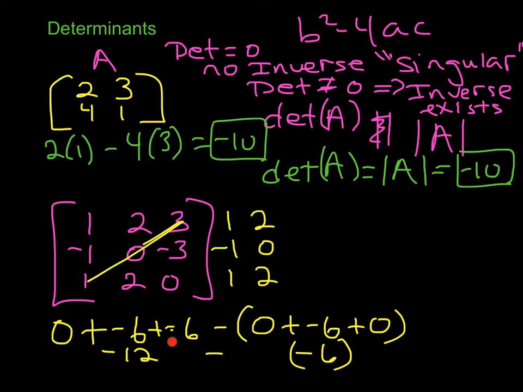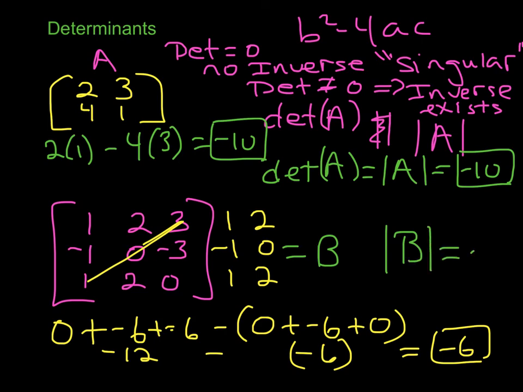So remember, I am going to add up the 3 diagonals going down. I added that up to negative 12. Then I'm going to subtract the sum of the 3 diagonals going up. So the 3 diagonals going up was negative 6. And remember, a minus of a negative is a plus. So this simply equals negative 6. So the determinant, if we call this matrix B, then I would say the determinant of B equals negative 6.